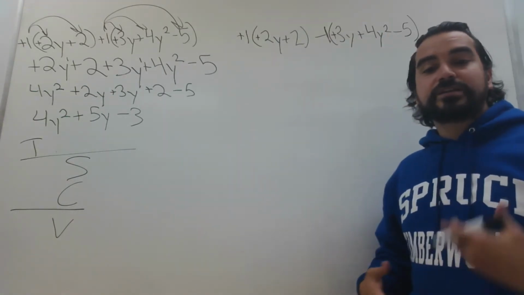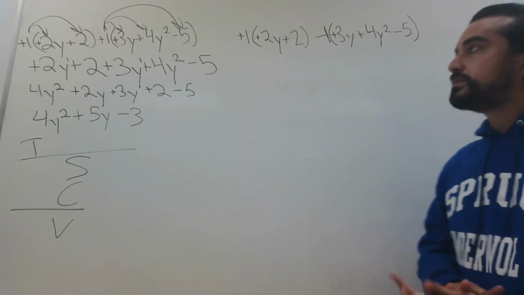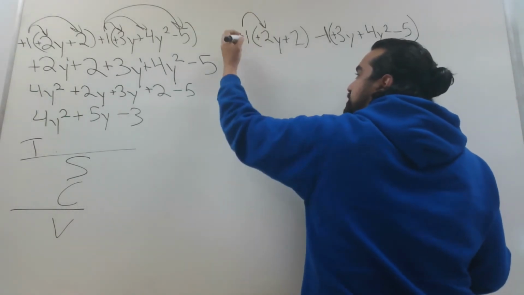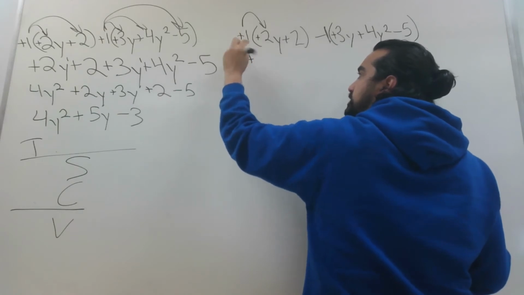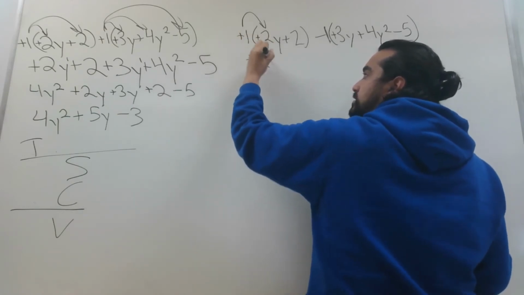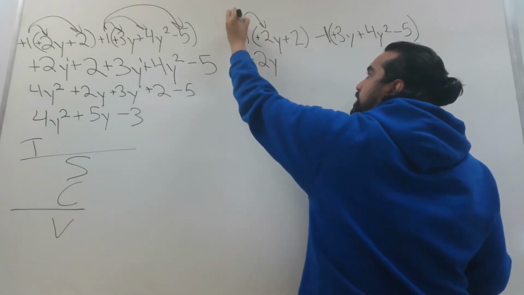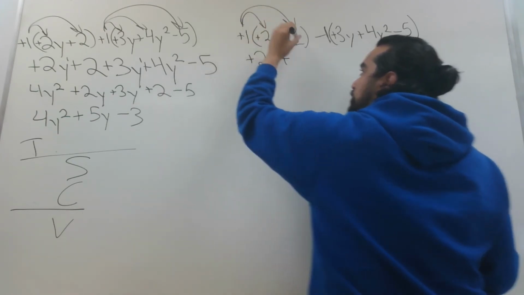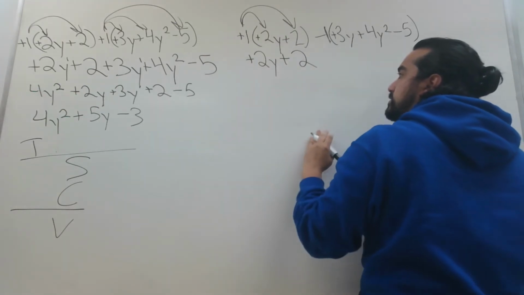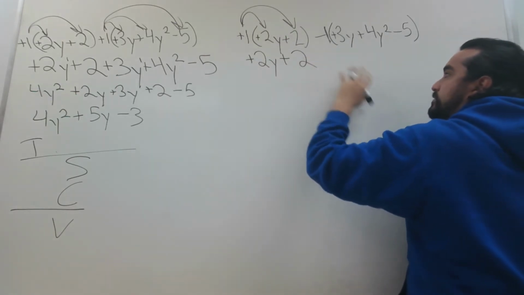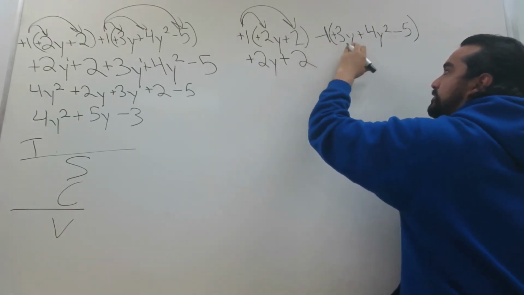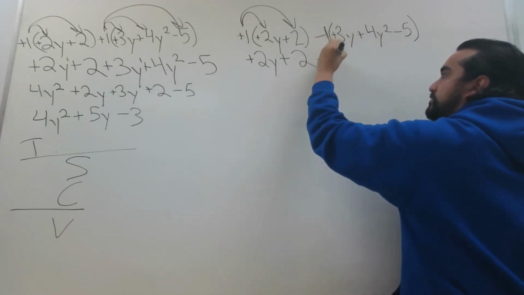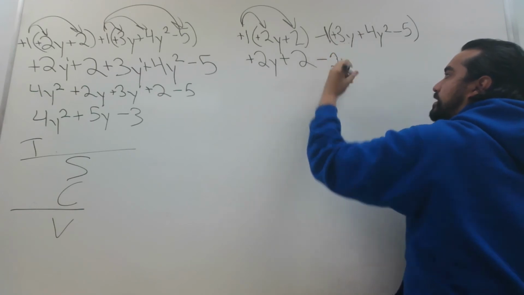Now we can go ahead and distribute the coefficients. So we could say positive 1 times positive 2y is positive times positive is positive. 1 times 2 is 2y. Positive 1 times positive 2 is positive times a positive is a positive. 1 times 2 is 2. Now, negative 1 times positive 3y. Negative times a positive is a negative. 1 times 3 is 3, and we have a y.